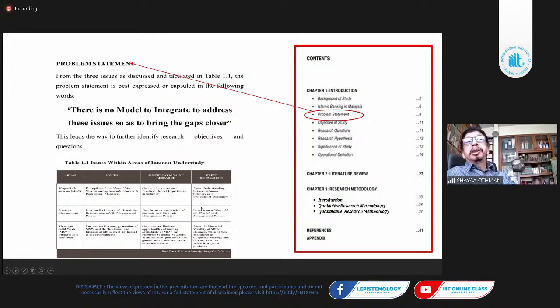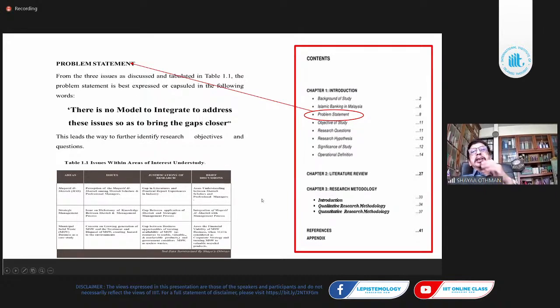a brief discussion on this issue. Okay, just table it out, because later, in the real thesis, we are going to write a project proposal. We have to describe these issues in detail. You see, so all this we can say there's no model to integrate to address the issues so as to bring the gap closer. There's a gap.